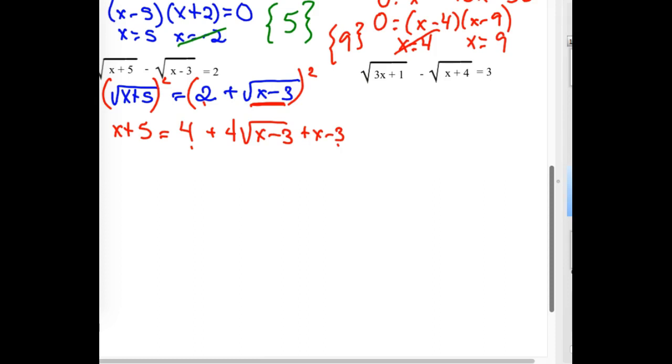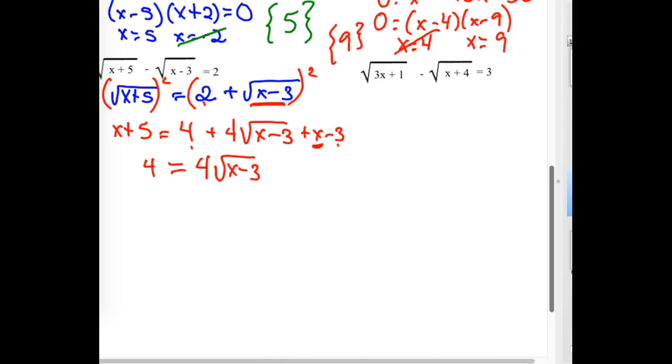Can I subtract that 1 to the other side? Yes? Subtracting 1 over here leaves me a 4. I also have a plain x right here. Can I subtract that over? And since I only had one x over here, when I subtract it over, my x's are gone. The only thing left on the right-hand side now is the 4 times the square root of x minus 3, that middle piece. Okay, so it looks messy for a minute. It does clean up.